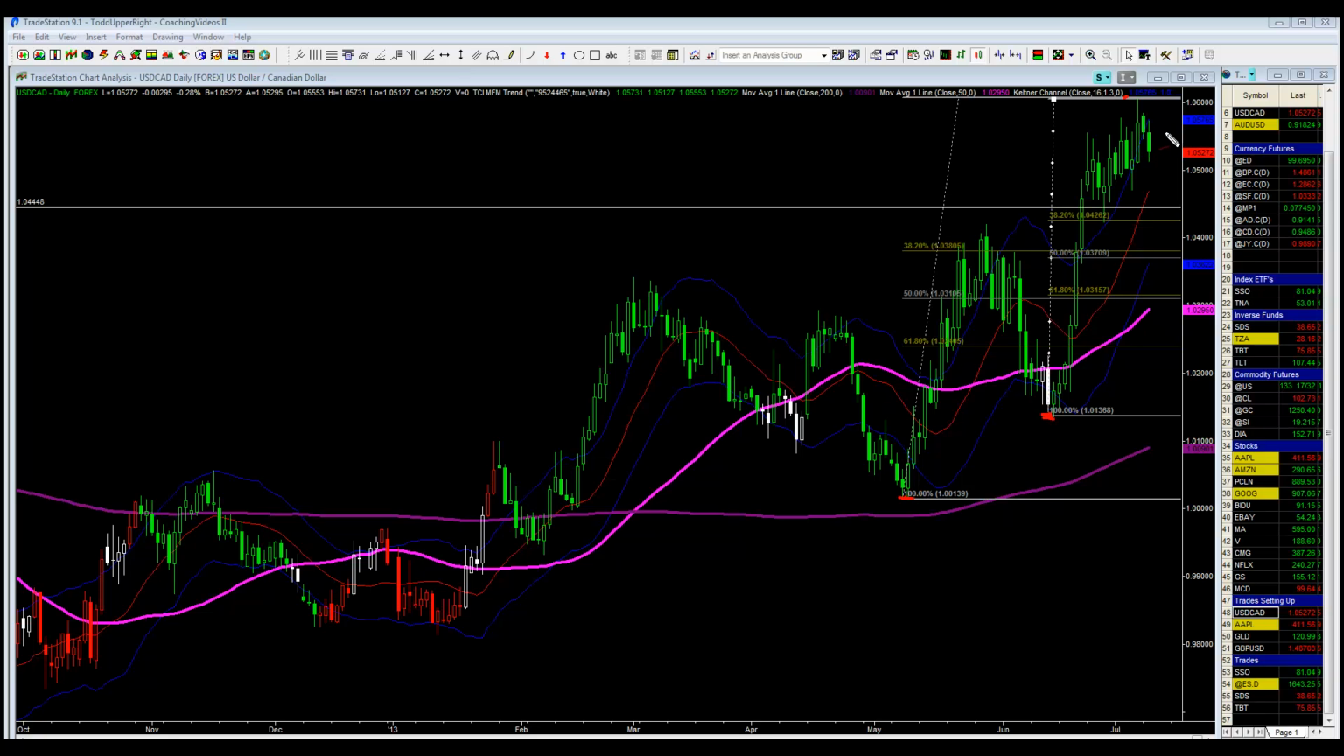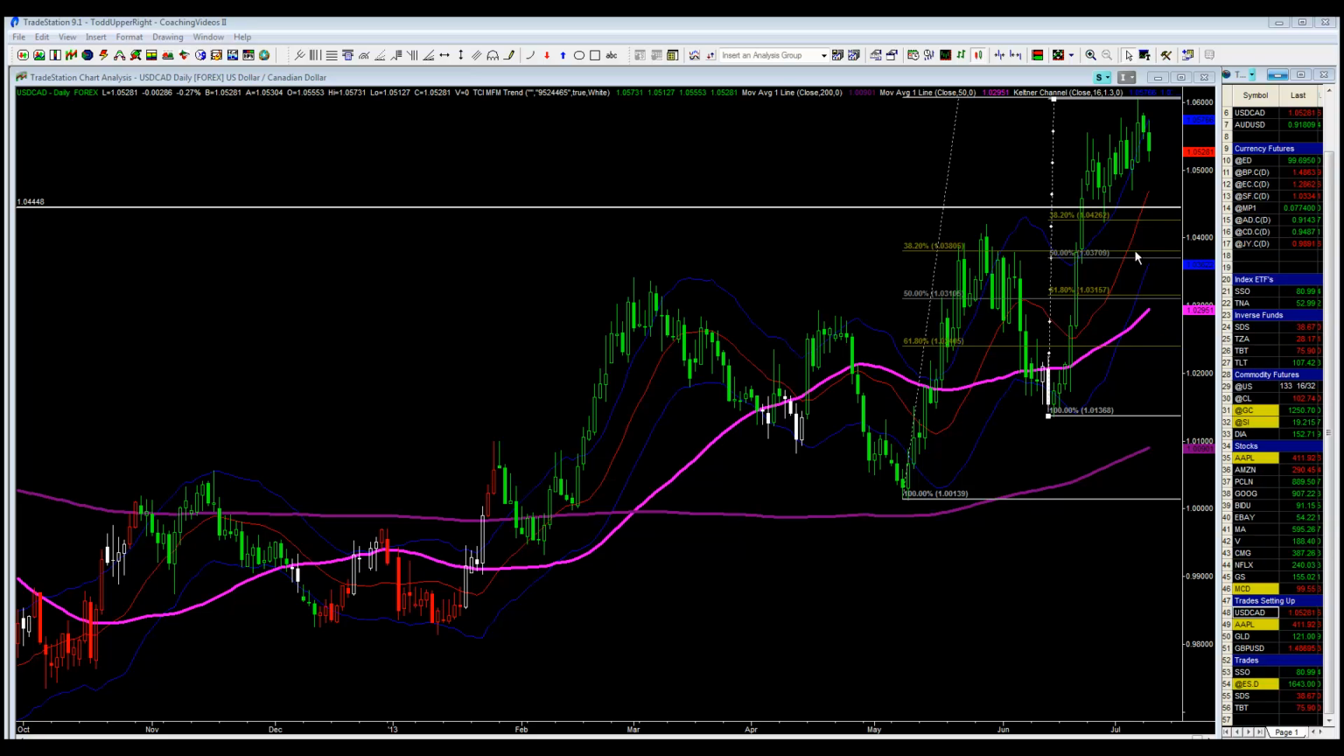And we've got 2 areas of confluence between the 38.2 here and the 50% of that smaller move right in here. All right. And then the second pair of confluence we've got here is between the 50% of the bigger swing and the 61.8 right down in here.